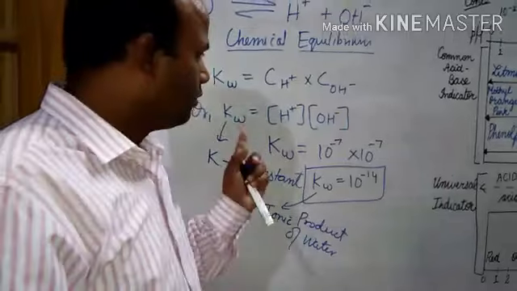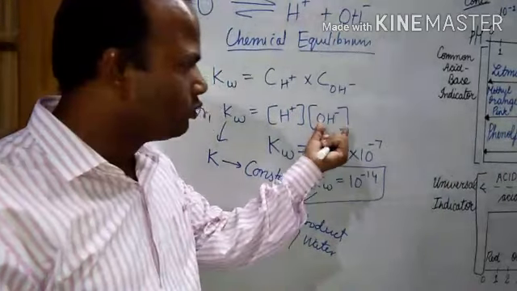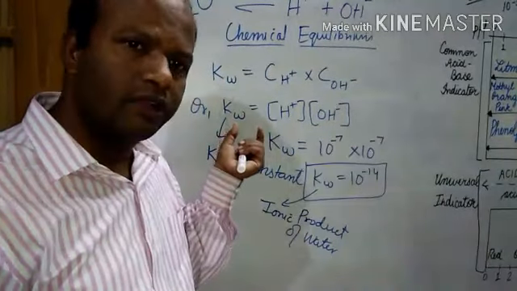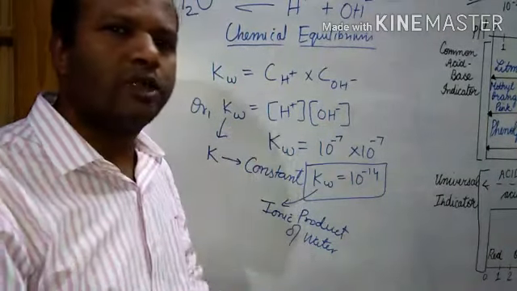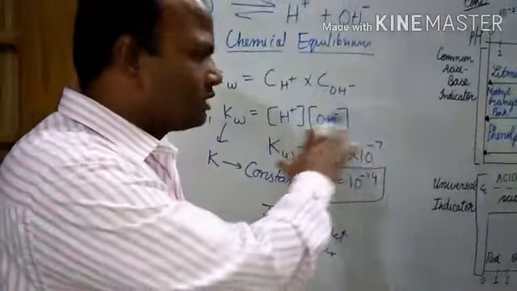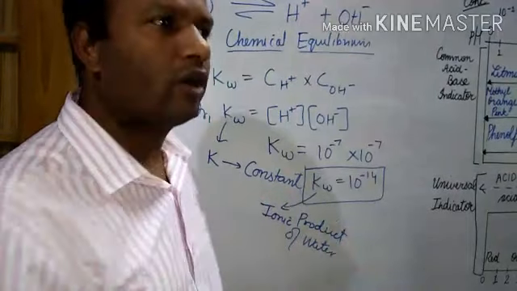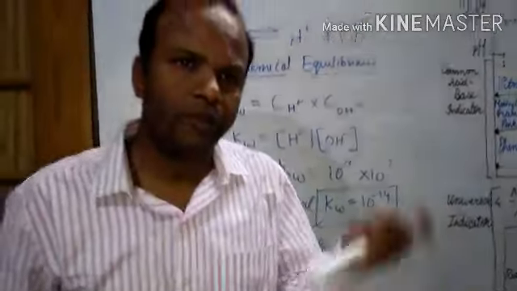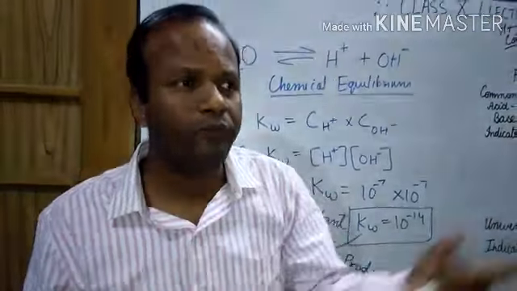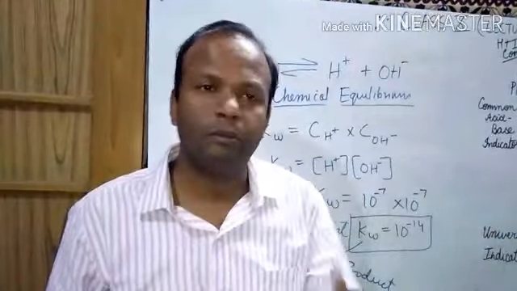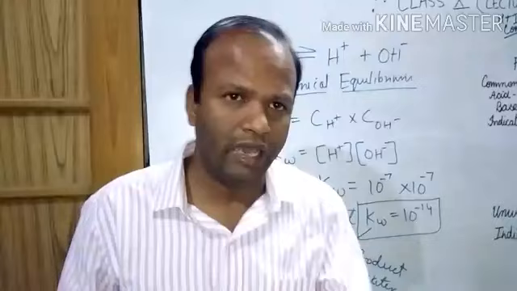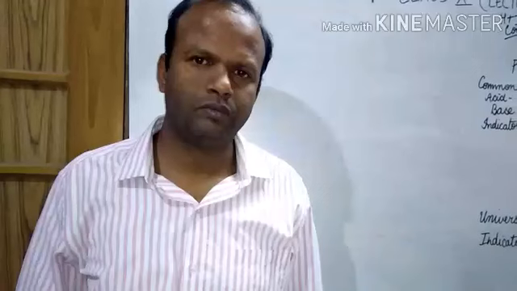Or the opposite: when any base is added to water, the OH minus ion concentration will increase, and to maintain Kw as a constant, the H plus ion concentration will decrease. So this is about Kw, H plus and OH minus in pure water. We can easily test whether a solution is an acid or a base by applying indicators or by using the pH value. The next topic I am going to take is what pH is, and then we will come to indicators.